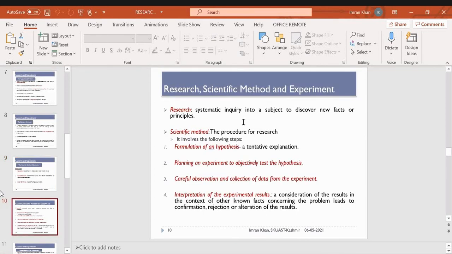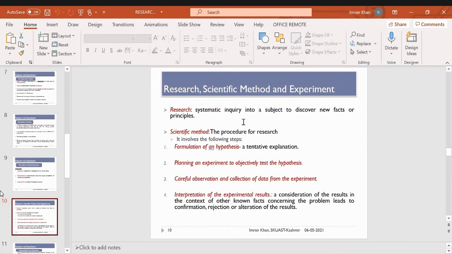Now, in research, as you said, it's a systematic inquiry into a subject to discover new facts or principles. So sometimes, if you are going for new discoveries or new inventions, you will try some new things. That's what we do in research. Or, whatever one researcher has done, you try to check whether it is correct or not. That's also a type of research.